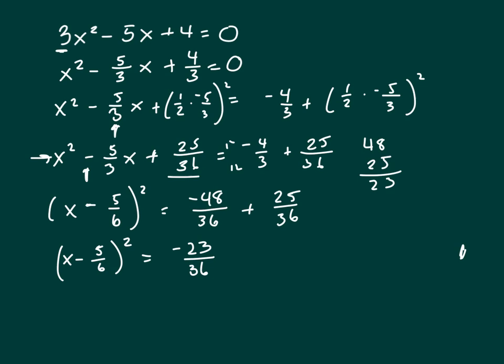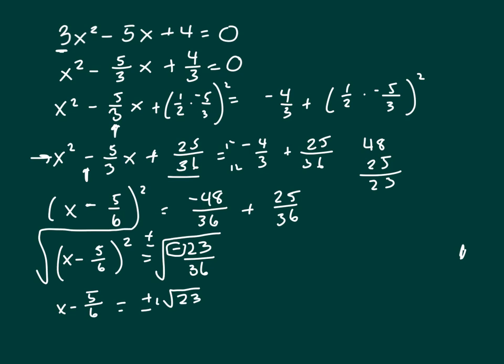And now what you do is you take the square root of both sides. And when you take the square root of both sides, it's going to give you a plus or minus on the right. So on the left-hand side, you're going to have x minus 5/6, because you take the square root of it. Now you've got a negative underneath the radical, so that means you're going to have a complex number, i. So this will be plus or minus the square root of 23 i. I'm going to put my i here. And of course, the square root of 36 is just 6.